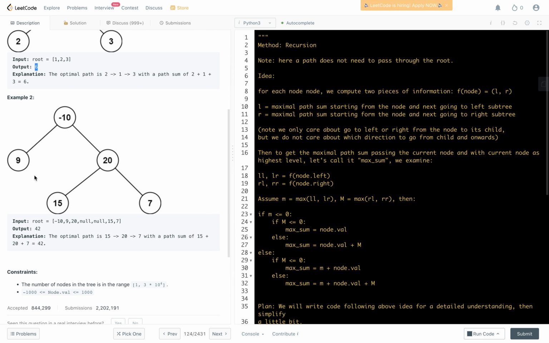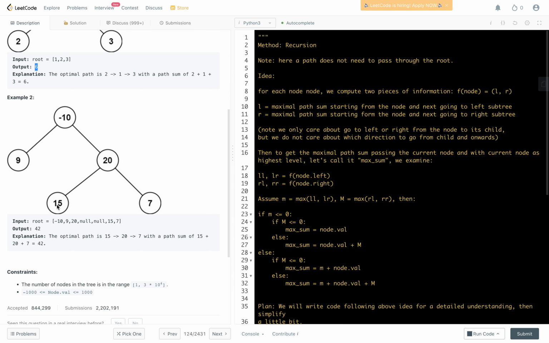In example 2, we notice that the root of the whole tree has a negative value, right? So here we can examine 2 paths for comparison. So one path passing through the root at level 0 is 9, negative 10, 20, or go to 15 because 15 is larger. So this is one path. So we can consider another path passing through the node at level 1 as 20. So we get 15, 20, and 7.